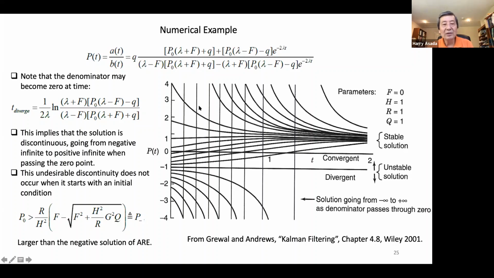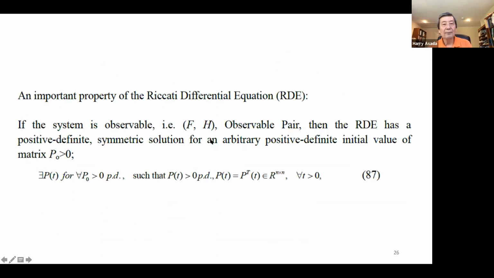So that's not a right Kalman filter. So we must select the initial condition P naught in the right range. In this particular example, P naught values larger than this particular limit. This is basically the negative solutions, which we abandoned, the negative solutions to the algebraic Riccati equation. Well, actually, this particular value varies depending on many factors.